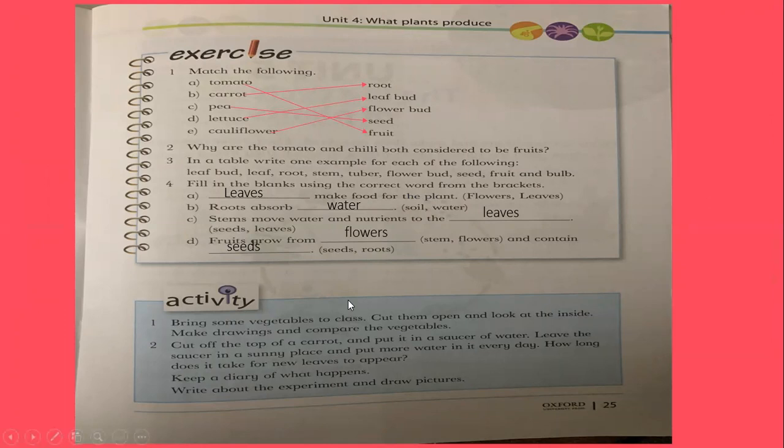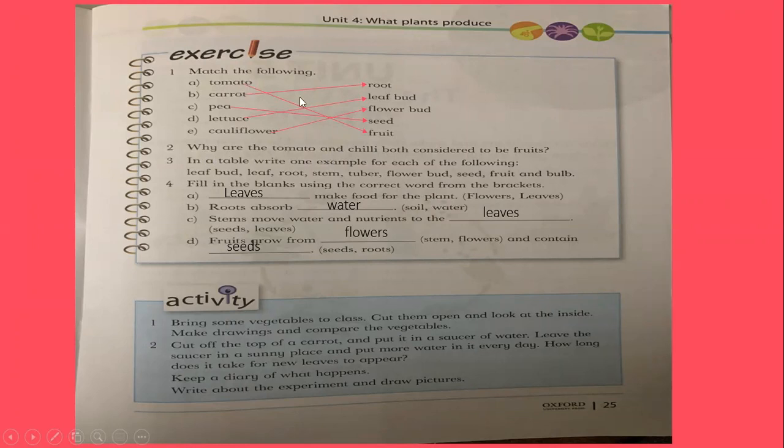First of all, what to do? Look here, match the following. Here are the names of vegetables or fruits, and which part they belong to. Tomato, as I told you on the previous page, is a fruit. Why is tomato a fruit? I will explain this in this question.